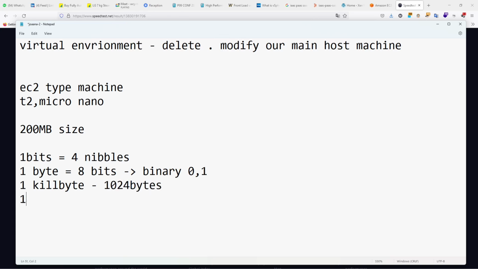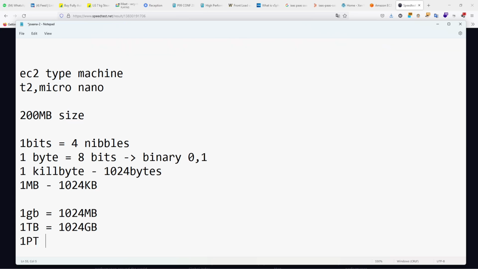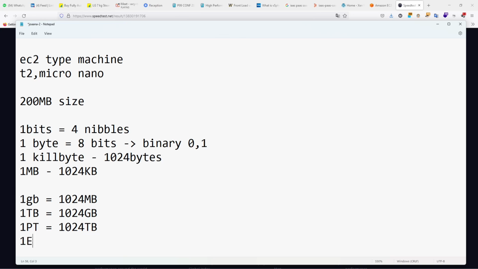Now 1 MB is equal to 1024 kilobyte, and then 1 GB, that is gigabyte, 1024, and 1 terabyte, we have the hard drive storage. Maybe you have got it. Or that is 1 petabyte. Terabyte. Exabyte is there. Petabyte is actually what we use in cloud platforms.